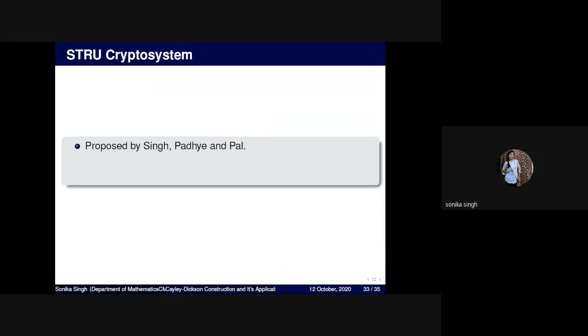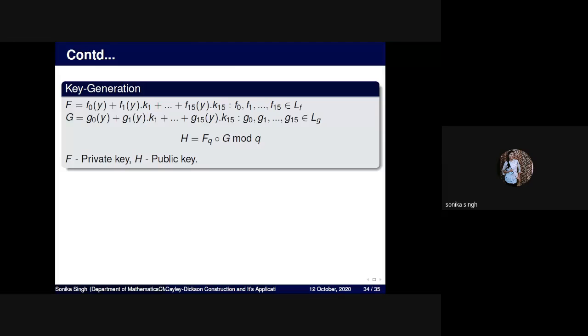Similarly, the next step of the Cayley-Dickson construction is to get sedenions from the octonions, and the cryptographic application of sedenions is the STRU crypto system. It is based on sedenion algebra, and in this crypto system, 16 vectors are encrypted in each encryption round. If we compare it with NTRU for the same parameters, it is 16 times slower than NTRU. If we are not taking the same parameters and compare it separately, then it is 16 times speedier than NTRU.